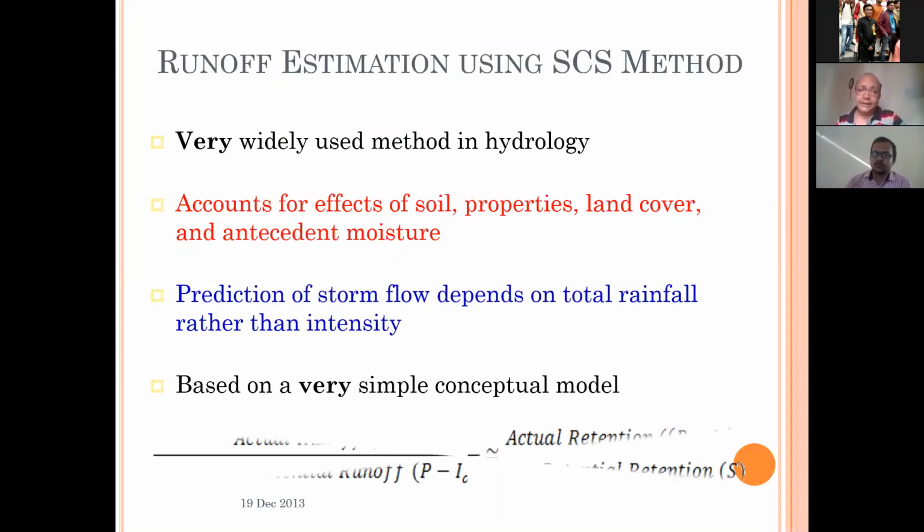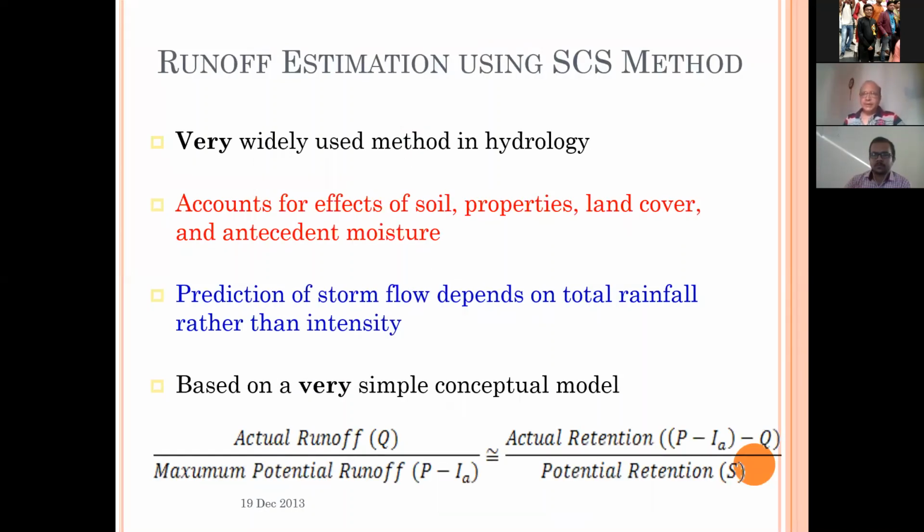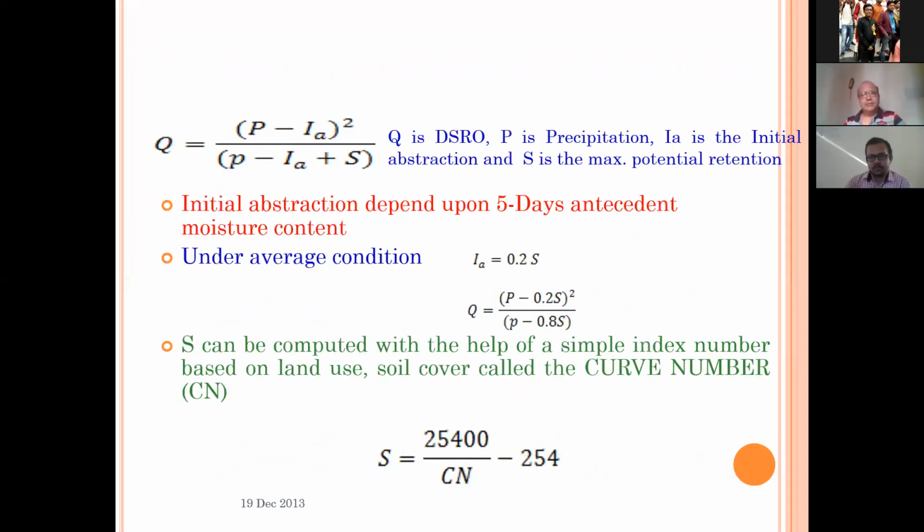Then another technique is also there. It is a very simple technique where daily rainfall data can be used to determine runoff, and that is called the SCS method, the Soil Conservation Service method. It is a very simple model that can be used in hydrology, and it is based on a very simple conceptual model. And at last we get an equation like this: Q is equal to (P minus 0.2S) whole square divided by (P plus 0.8S).